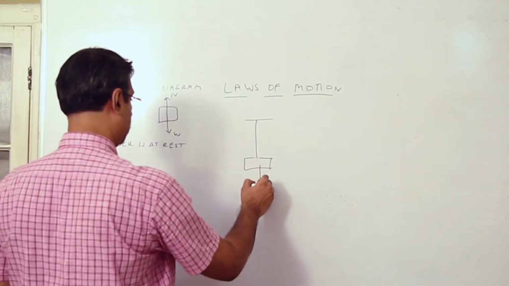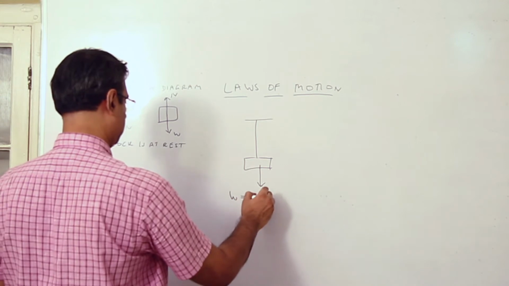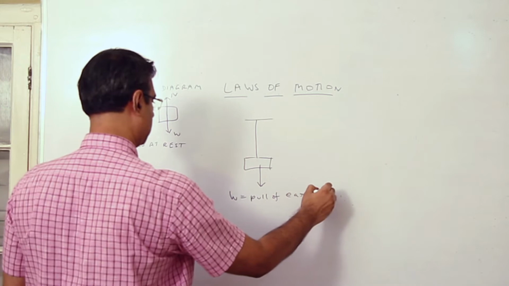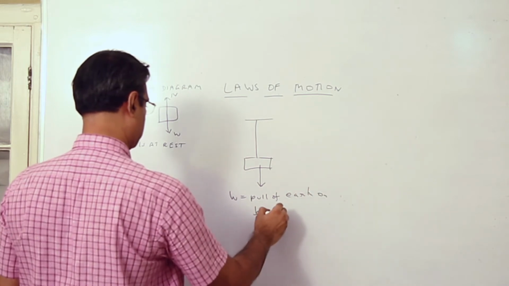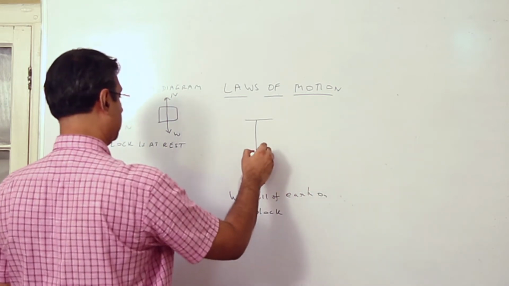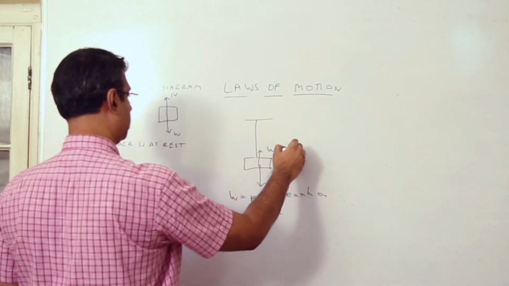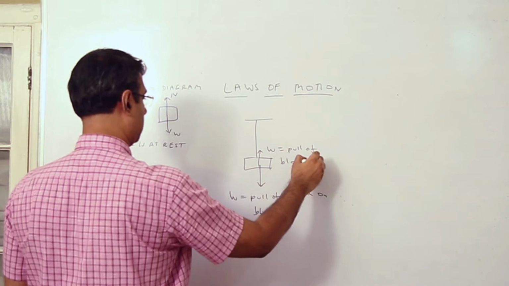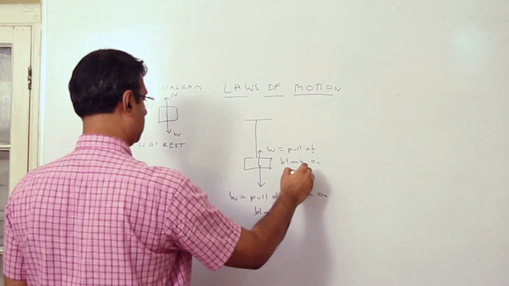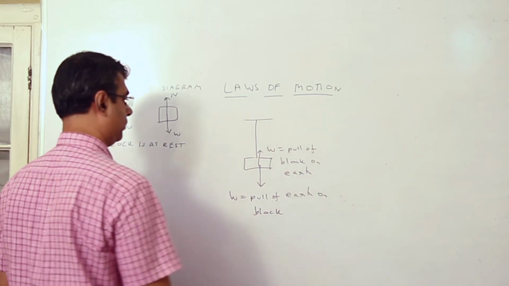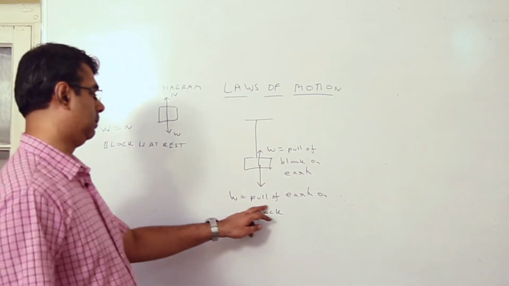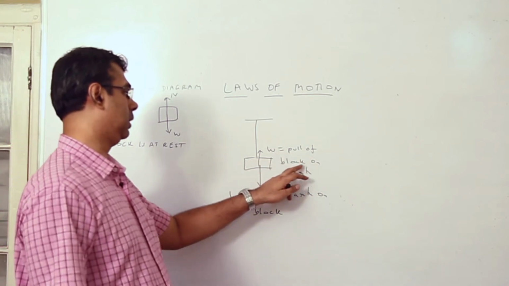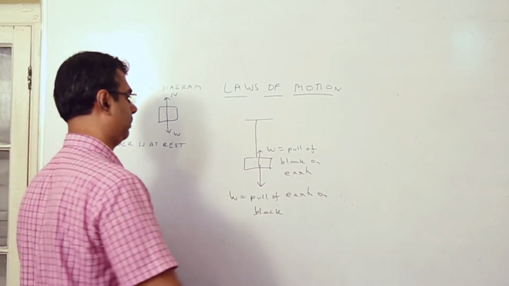Now, as usual, W will be the pull of earth on block, and by now you know that equal and opposite W will be the pull of block on earth. So W is the pull of the earth on the block, and equal and opposite W is the pull of the block on the earth.